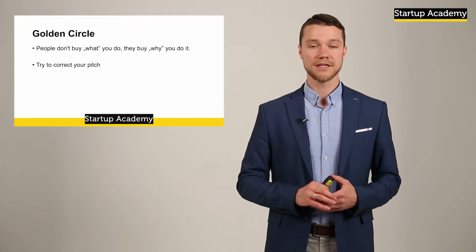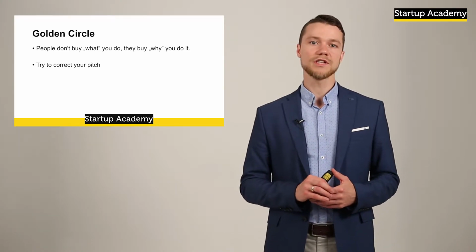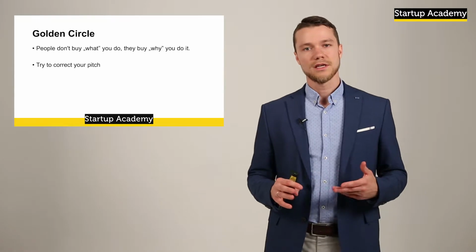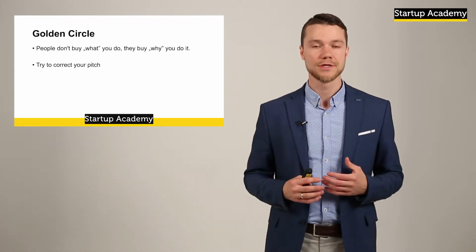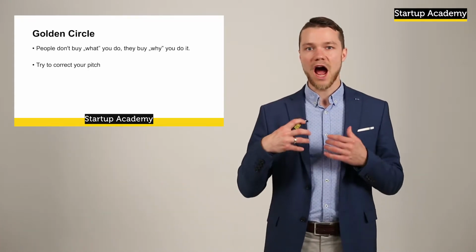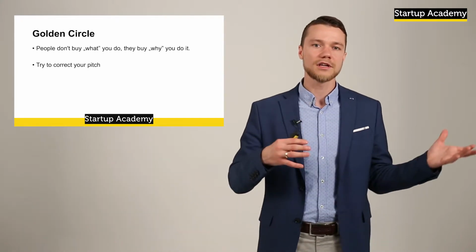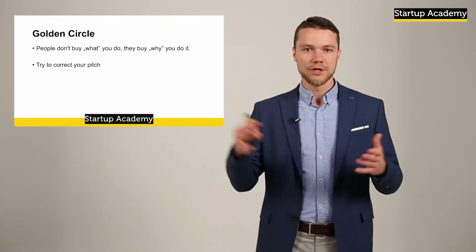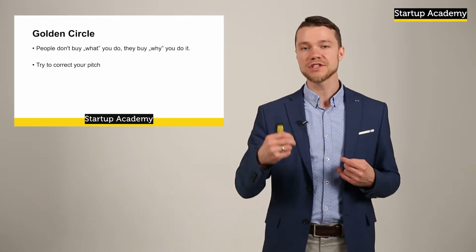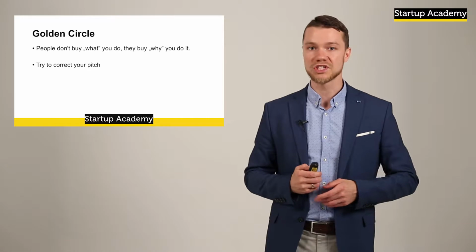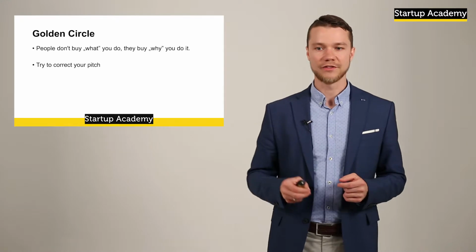One of the most important and interesting ways is the Golden Circle theory. This theory was created by Simon Sinek, and it says that people don't buy what you do. They buy why you do it. They buy reasons, they buy emotions, not the analytical information about the product or the quality of your services. They buy why you do it. They buy your reasons, your emotions, your background, and your story. And try now to correct your pitch using this kind of strategy.